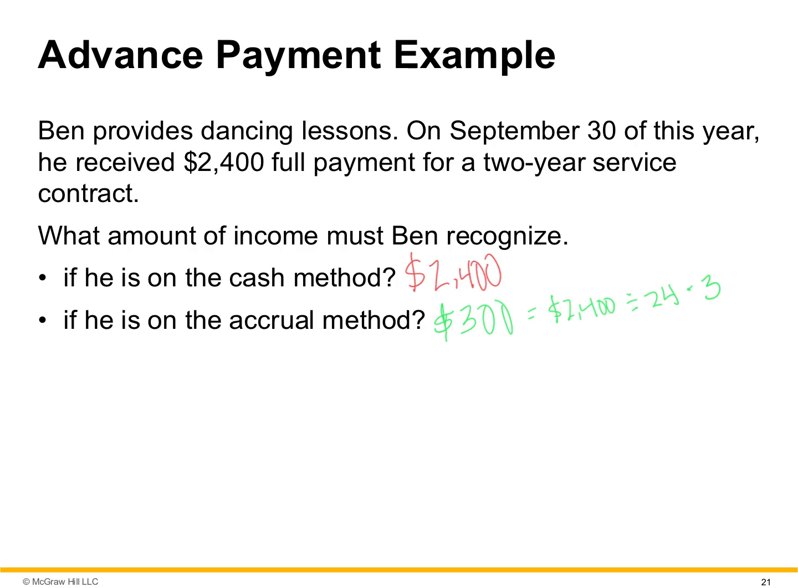Then a subsequent question for the accrual method is, how much would be recognized next year? So I will write that out separately. So accrual method, next year. And the amount that can be recognized next year is the remaining $2,100. And that is because income can only be deferred for 1 year.